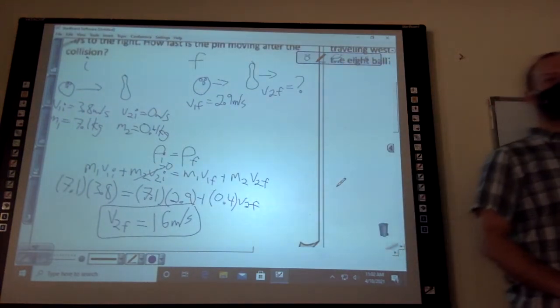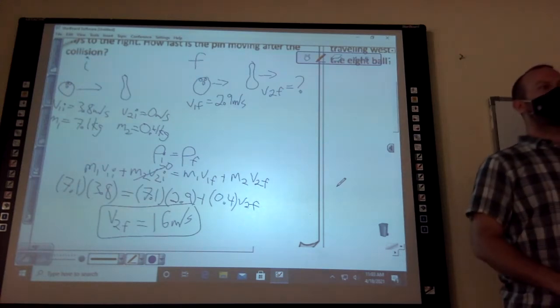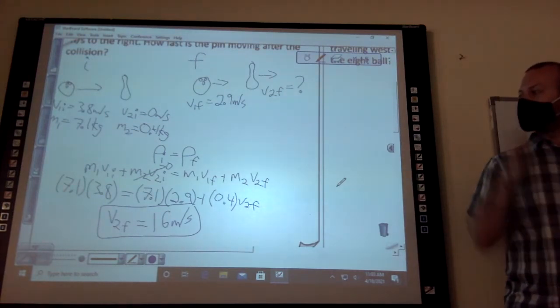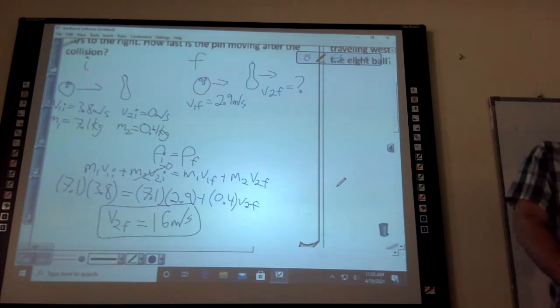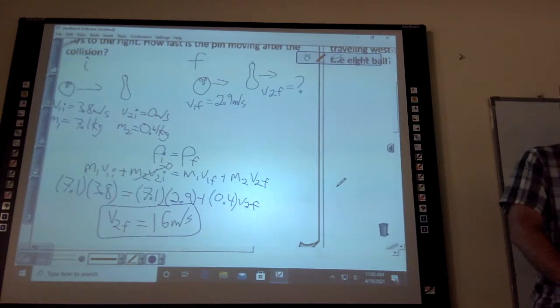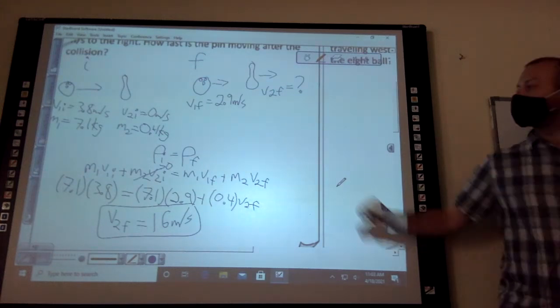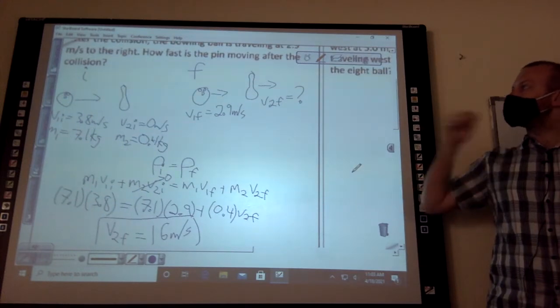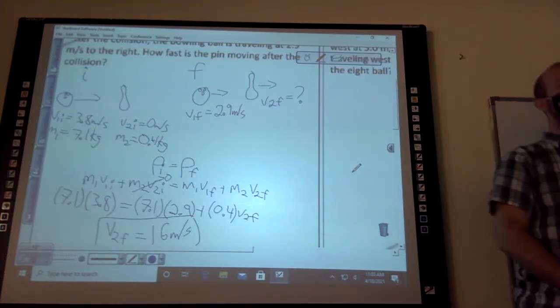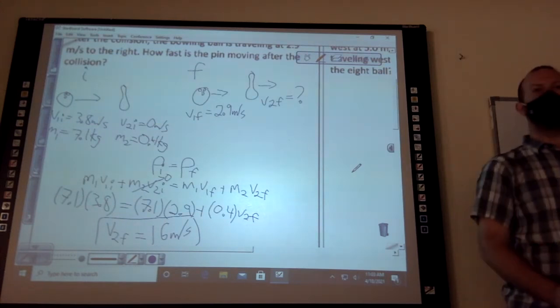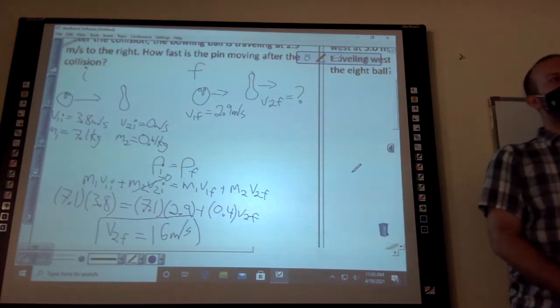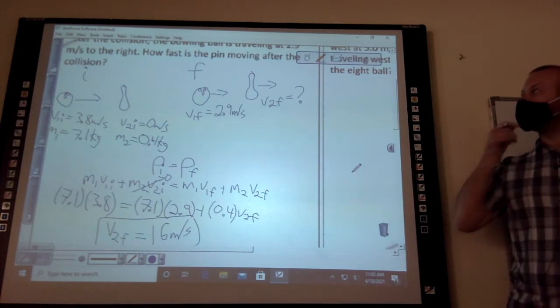Any questions with this? So notice in this case, I did not put direction. Would you need to put direction in your answer? So what does it ask us for in this case? It just says how fast. Is how fast a speed or a velocity? It's a speed. So in this case, you don't have to put direction.